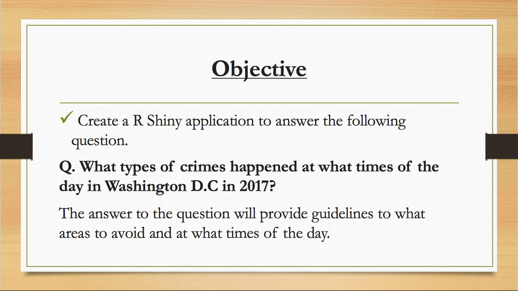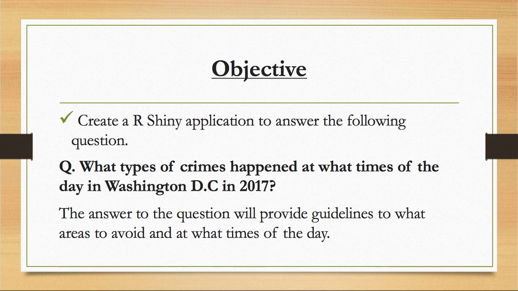The overarching objective of this project was to answer one fundamental question. What types of crime happened at what times of day in Washington DC in 2017? This information is crucial because it tells the user about the crime details in each ward of Washington. Knowing the 2017 information, the user would be able to make a more informed decision as to what areas to avoid during what times of the day in DC.